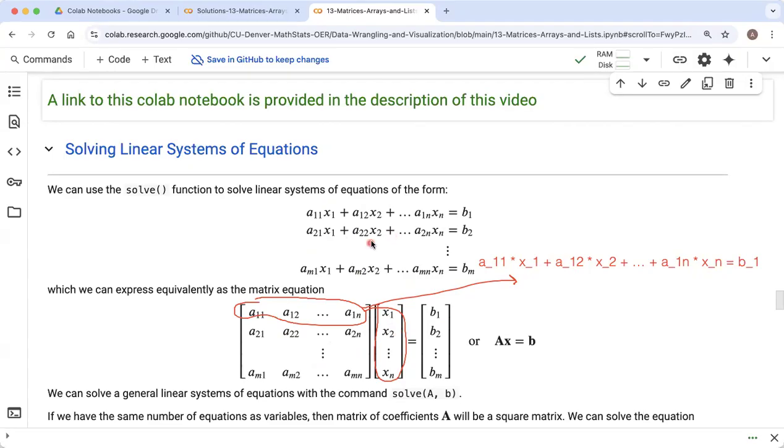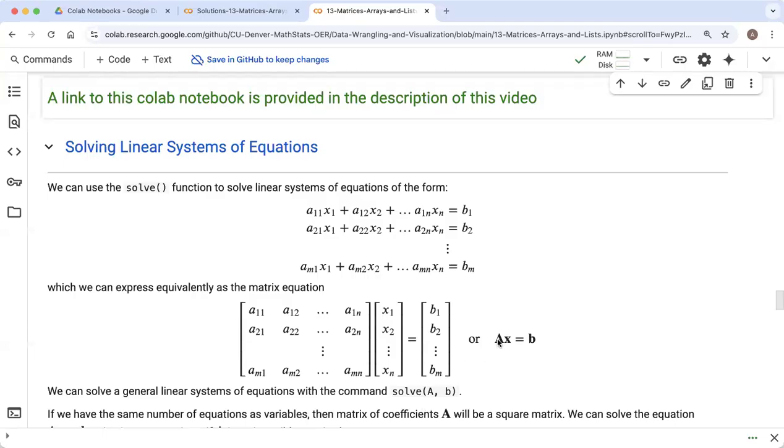So I can write this as a system of m different linear equations. I can write that as a matrix as I've done down below, and we can more succinctly write this as a matrix equation AX is equal to B, where A is the matrix of coefficients, X is a column vector of unknowns, and B is a column vector of the values on the right side of each of these equations.